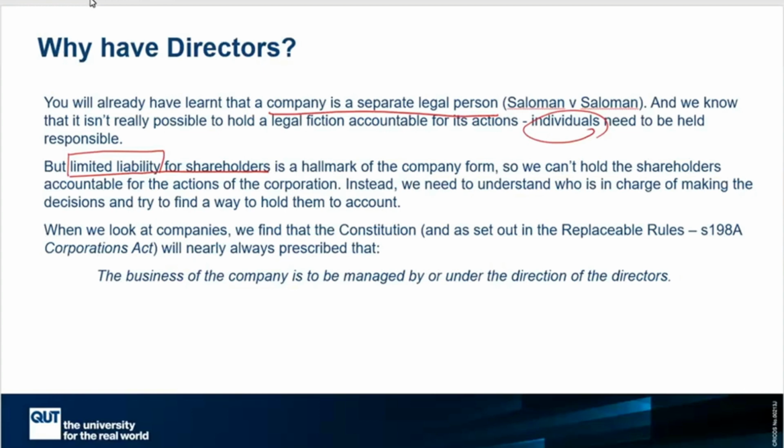Okay, so we've got these advantages of limited liability for the shareholders, but the disadvantage is that maybe someone wouldn't be held to account. So we can't hold the shareholders accountable for what the company does because of this limited liability.